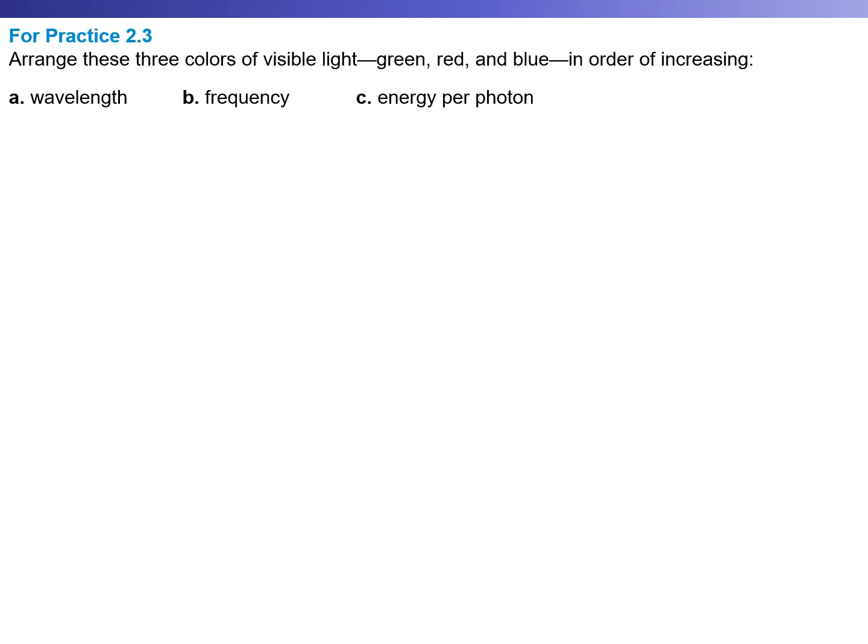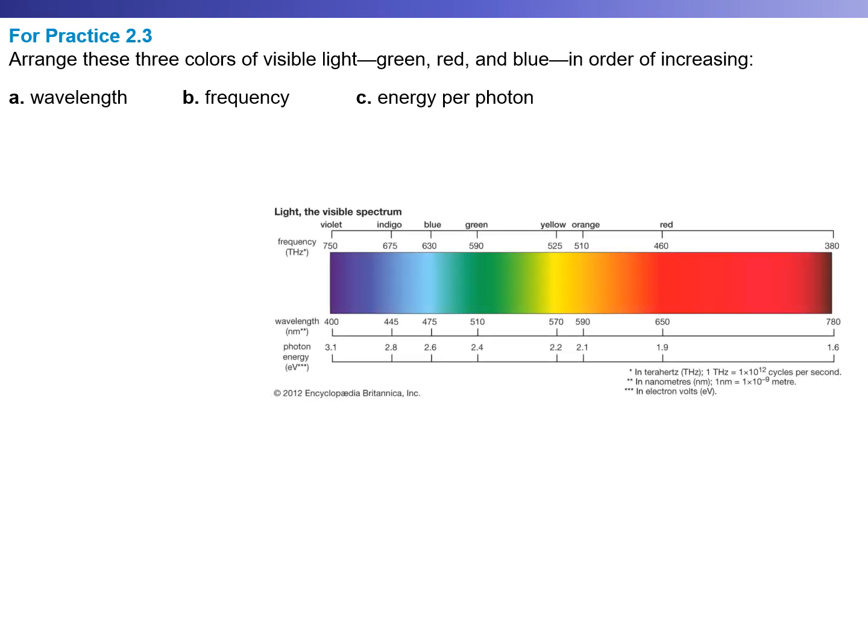Now in problem 2.3, they give us 3 light colors, red, green, and blue, and they want us to put these in order of increasing value. And what values are we looking at? Well, we're looking at wavelength, frequency, and the energy per photon of each of these light colors. So how are we going to do that? Well, this requires that you have a chart, and I came across a chart that actually has all three of these values on it.